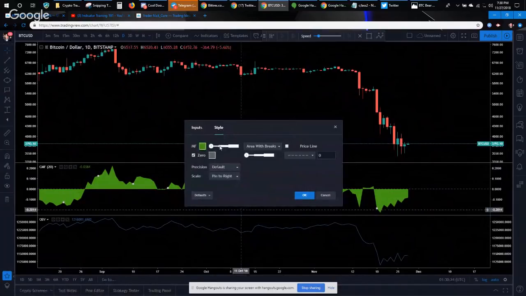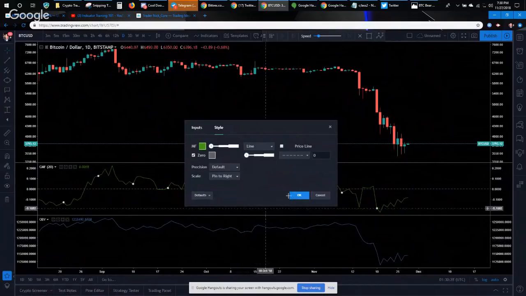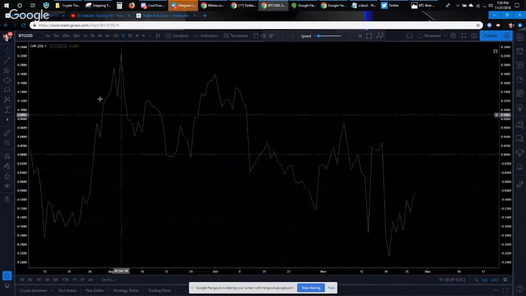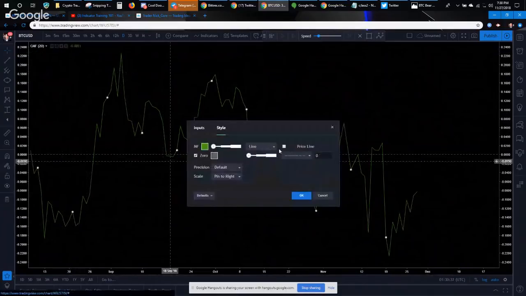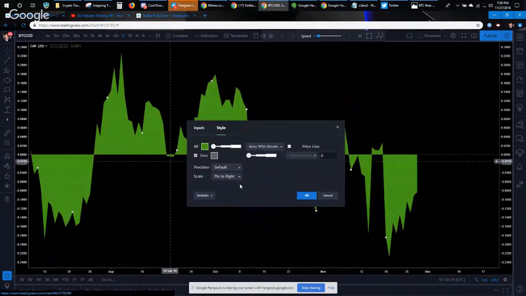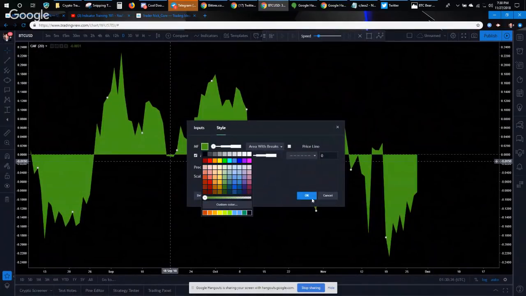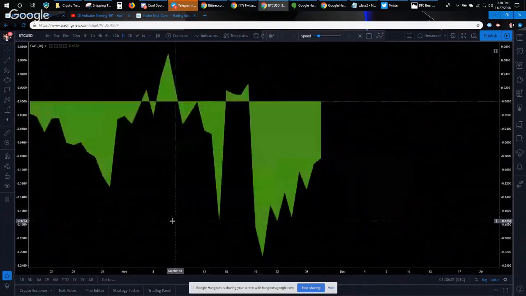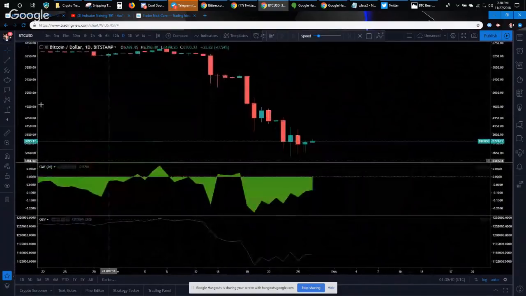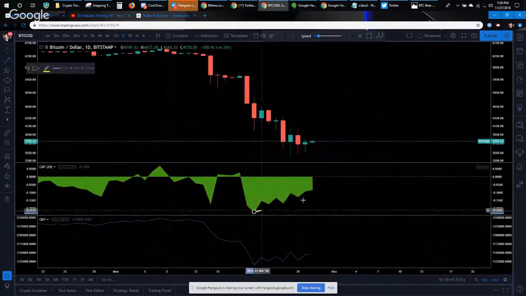I put my style to area with breaks because it will come like this. That doesn't look too great, right? It's kind of hard to read, especially if you're measuring pressure. So I go to area with breaks. I turn mine bright green so I can see it visibly. CMF here is really good for pressure. As you can see, we have a bullish divergence.